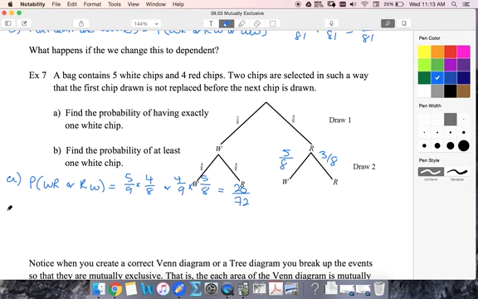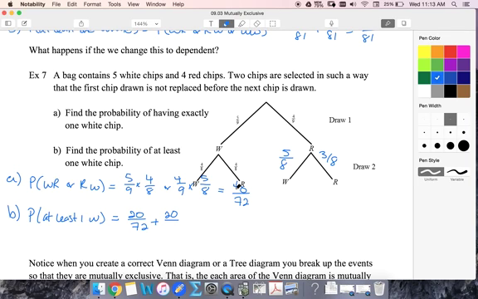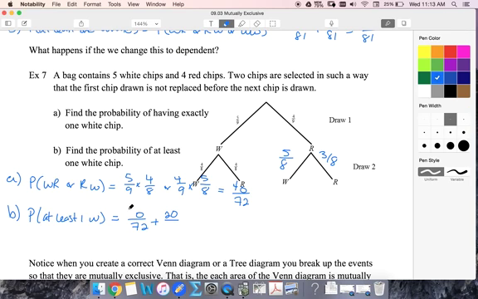And now at least 1 white. Same thing as before. That's going to be 20 out of 72 plus white white, 5/9 times 4/8. That's another, oh, hey, that's not 20, that's 40. Boy, making mistakes left and right here. Okay, 40 and 20 is 60 out of 72.